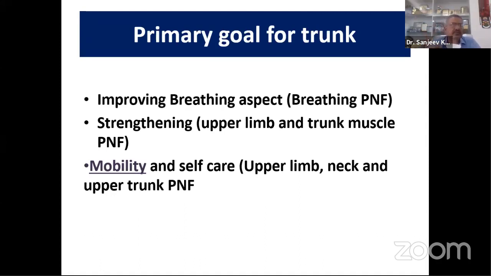Now let us come to the actual topic for today, which is how to improve the trunk, how to improve the function of the trunk. That is a very important aspect. There are three things which we normally look for if a patient comes with paraplegia. How is the breathing of the patient? Is the patient able to breathe normally, or does the patient have some abnormal breathing?